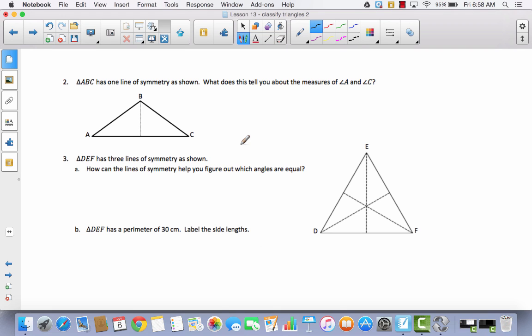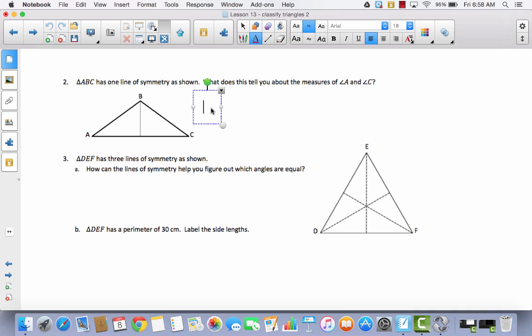Triangle ABC has 1 line of symmetry. What does that tell you about the measures of angle A and angle C? Well, if this is a line of symmetry, that means that everything on this side is exactly like this on this side. So what's that tell you about these 2 angles? Think about that for a minute. Well, it tells me that angle A and angle C are equal. That's what it means to be symmetrical.